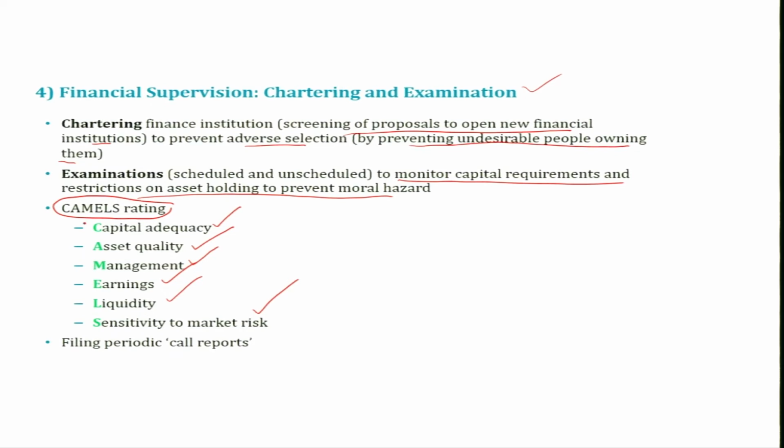So these are the CAMEL framework through which the examination will be done, the bank examiners assessing the banking system, and accordingly they will be getting the ratings. This is called CAMEL ratings. In addition, banks will be asked to fill periodic call reports so that the central bank can clearly monitor the bank's performance and financial conditions.